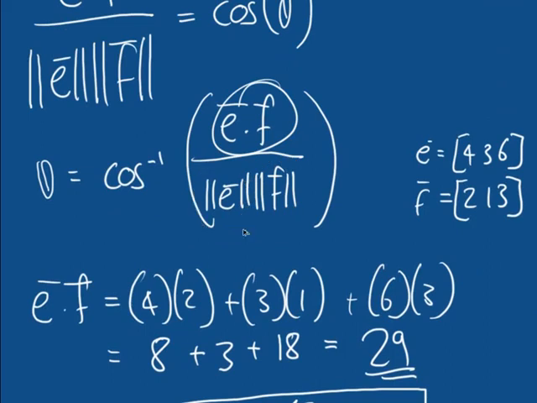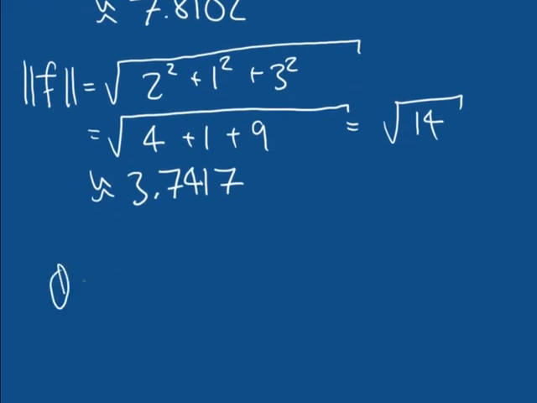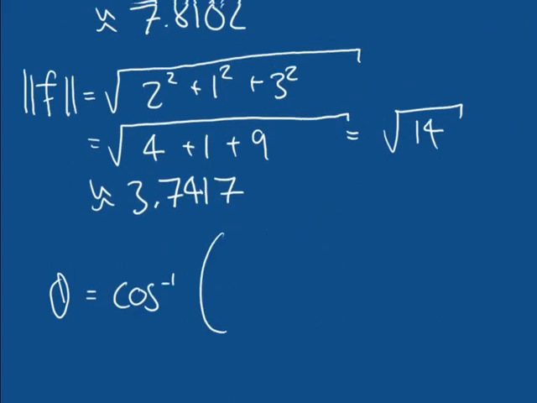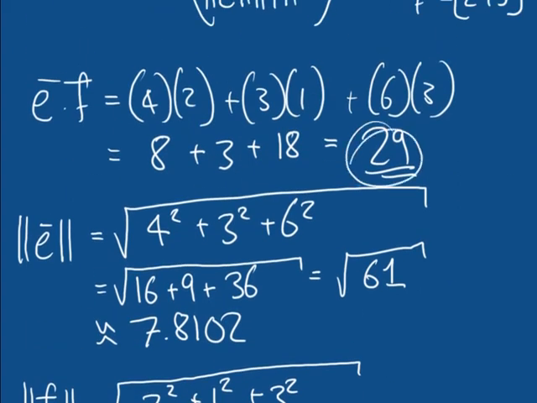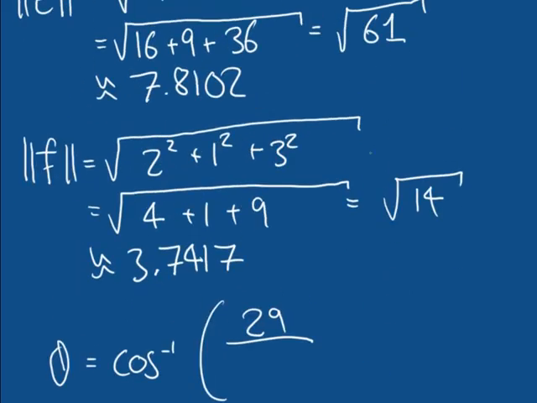So we now know e dot f, we know the length of e, and we know the length of f. So we can rewrite this equation, because we know theta is equal to the inverse cosine of e dot f, which we calculated as 29, divided by the length of e, 7.8102, multiplied by the length of f, 3.7417.